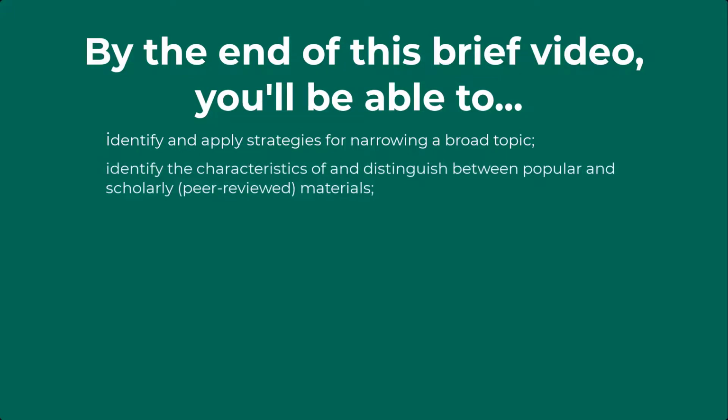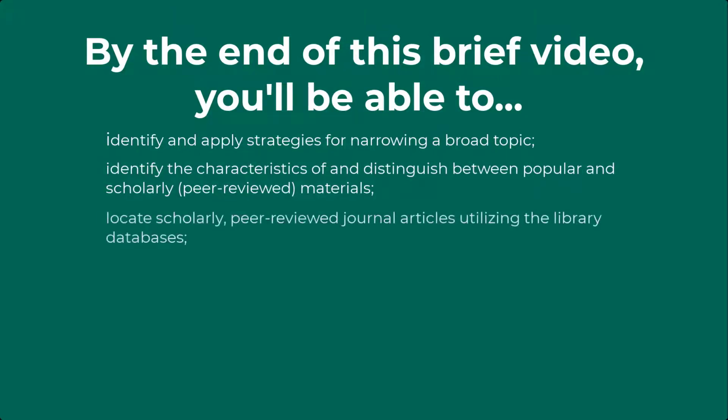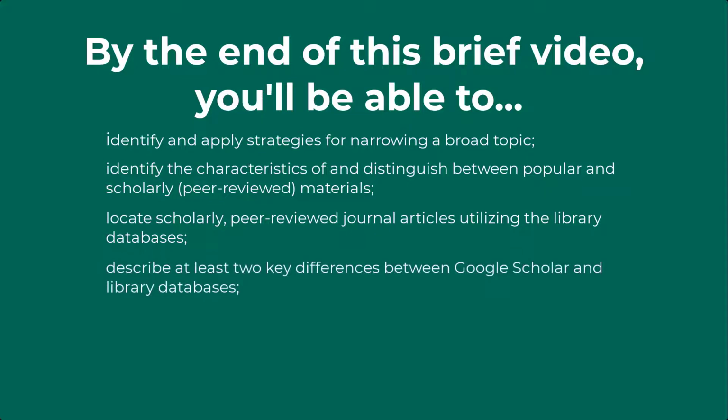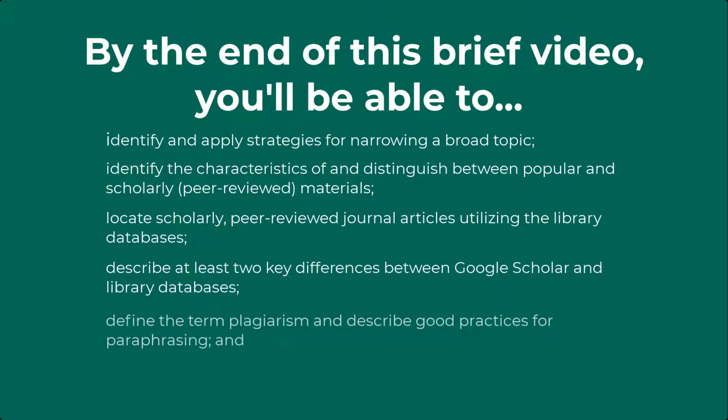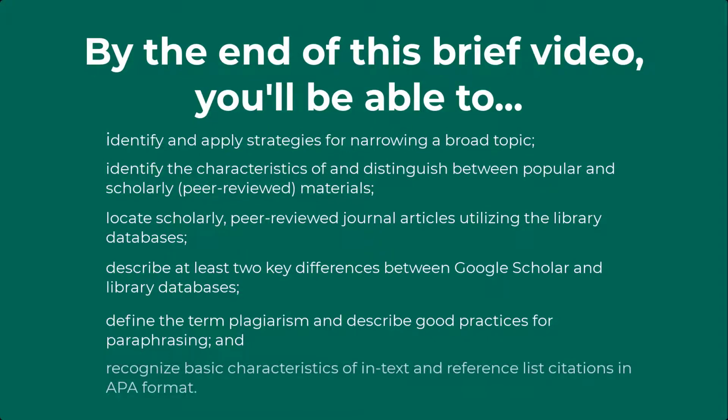By the end of this brief video, you'll be able to identify and apply strategies for narrowing a broad topic, identify the characteristics of and distinguish between popular and scholarly peer-reviewed materials, locate scholarly peer-reviewed journal articles utilizing the library databases, describe at least two key differences between Google Scholar and library databases, define the term plagiarism and describe good practices for paraphrasing, and recognize basic characteristics of in-text and reference list citations in APA format.